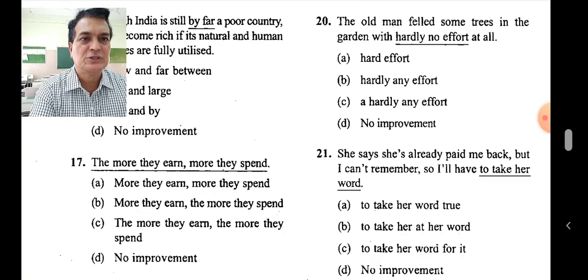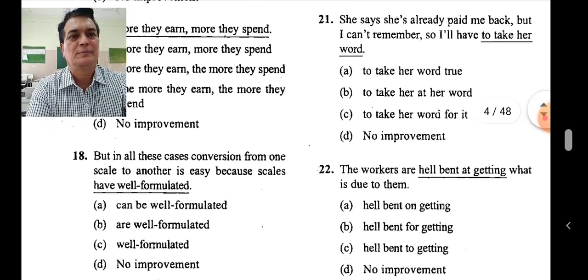And 21st, she says she has already paid me back, but I can't remember, so I will have to take her word. To take her word true, to take her at her word, to take her word for it, no improvement.